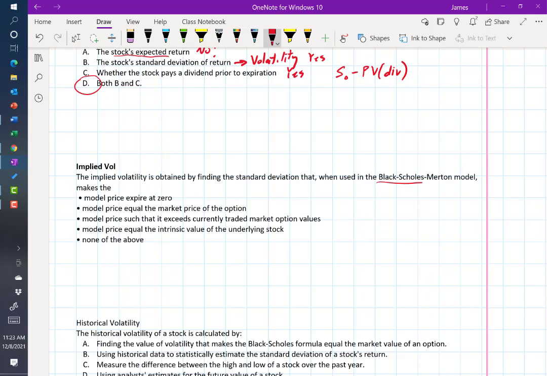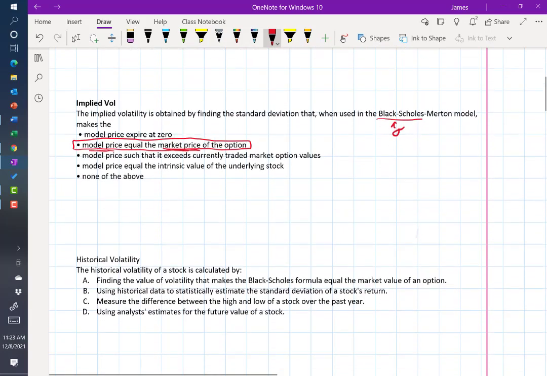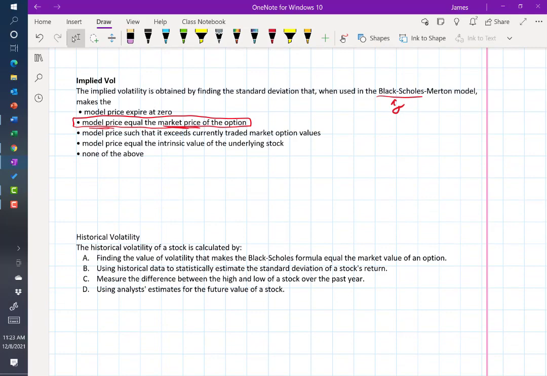Implied volatility is this one right here. Okay, so implied volatility is the value of volatility, that is the value sigma, that when you plug it into the Black-Scholes formula, makes the value you get from the Black-Scholes formula, that is the model price, equal to whatever you see in the market. It's sort of what the market is using in the Black-Scholes model. All right, so that's implied volatility. Know that.